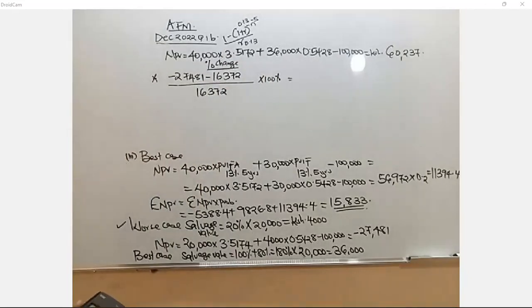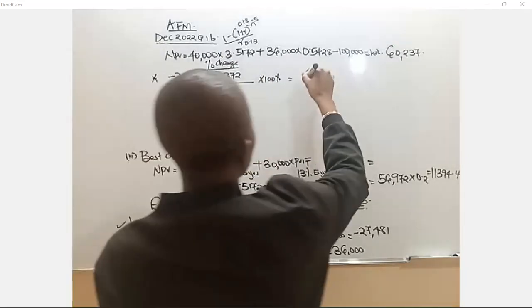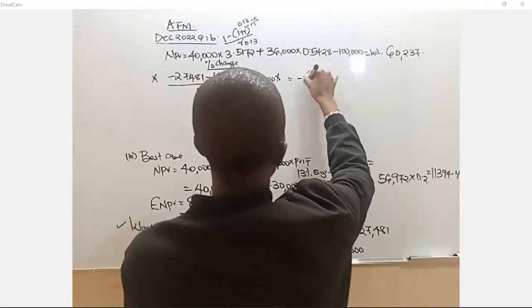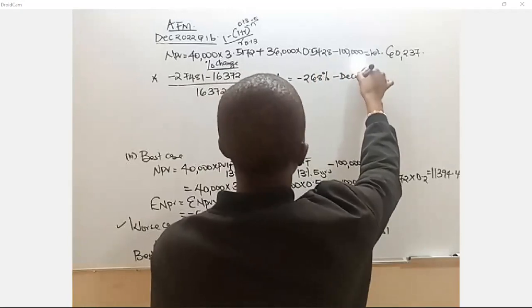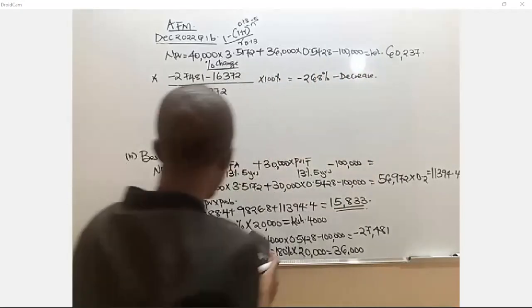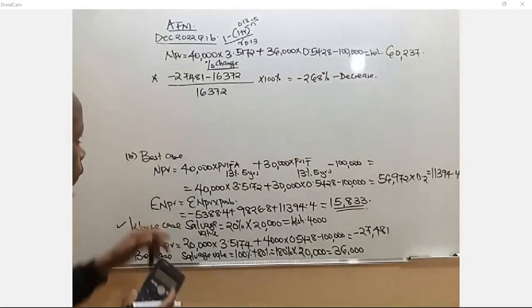Let me see how much I am getting. So 27,481 minus 16,372 divided by 16,372. When you multiply by 100, we should be getting around negative 268%. This is the decrease. It should be looking like that, so that I don't confuse you with the formula which I wrote for you.